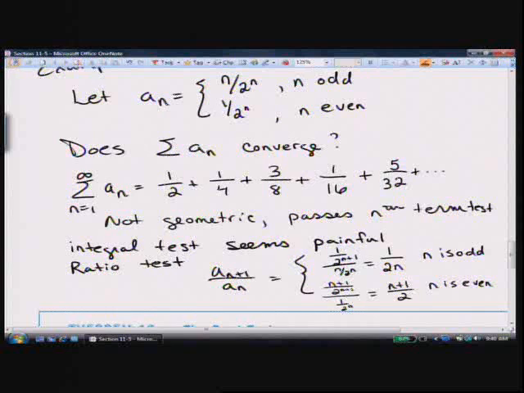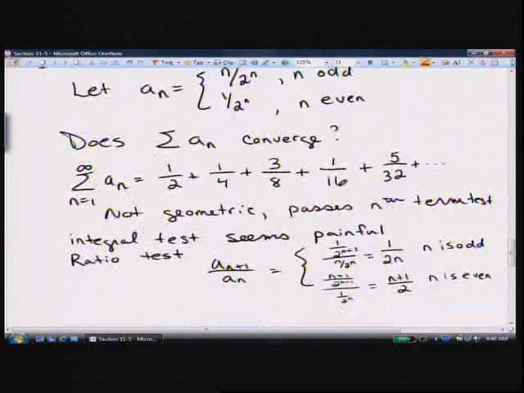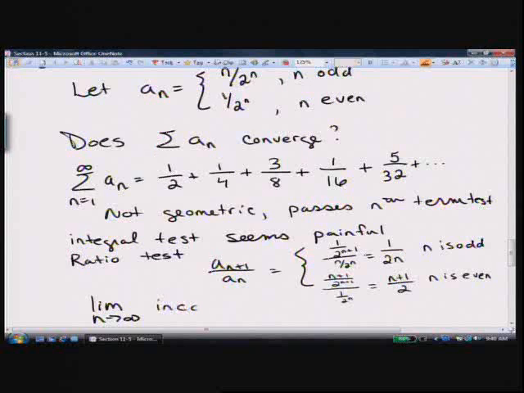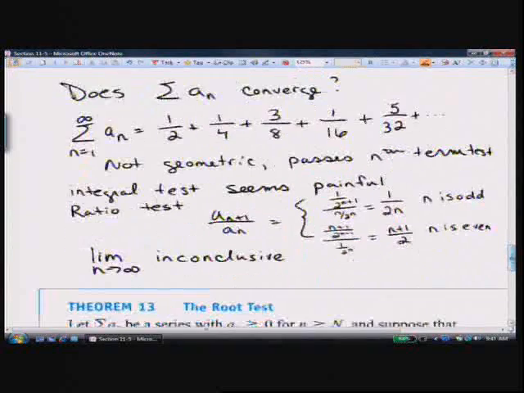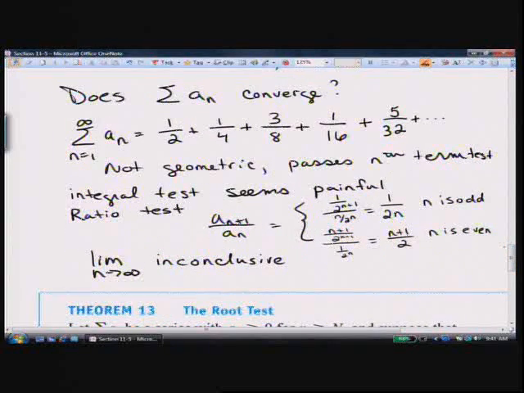Okay, and so the ratio as n goes to infinity either is very small, or very large. So it's no good. You don't get it. So not helpful. If you look at the limit as n goes to infinity, it's inconclusive, because it depends whether you're even or odd. So what we're going to look at then is what's called the root test.